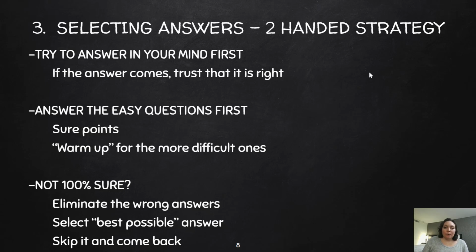Try to answer the easy questions first. These are sure points, right? You know that you're going to get these ones correctly, and it can act as a warm up for you for some more difficult questions. If you come across questions where maybe you're not 100% sure, try to eliminate the wrong answers, right? If you see those absolute qualifiers, evaluate and see if you can eliminate those ones. And try to select the best possible answer.